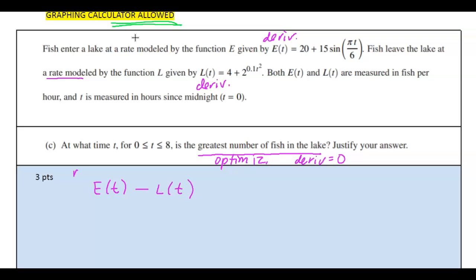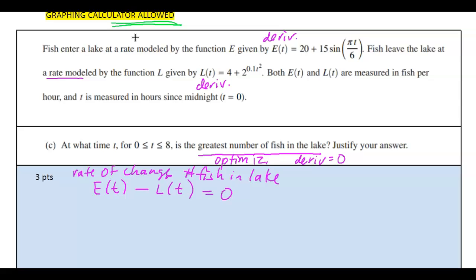So the rate of change, just so you know, in the number of fish in the lake, because these are derivatives. So that's what we're really finding, and we want to optimize that. Since this is already a derivative, we want to set that equal to 0 and solve it.